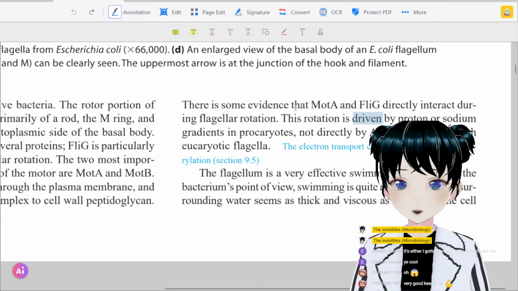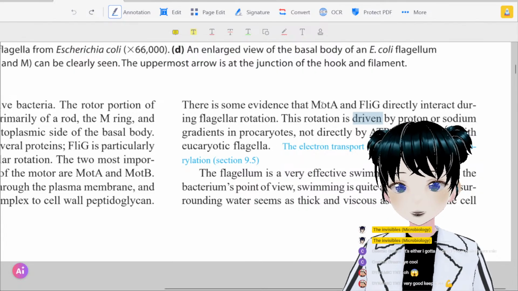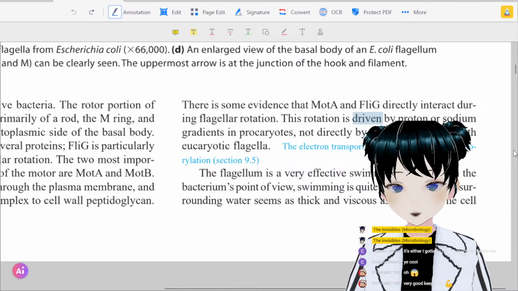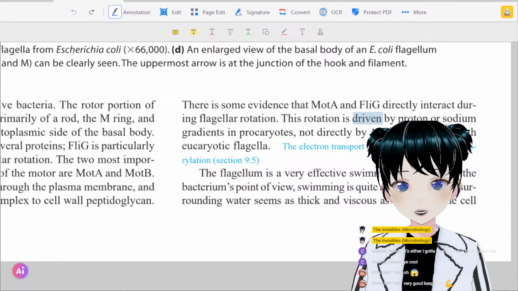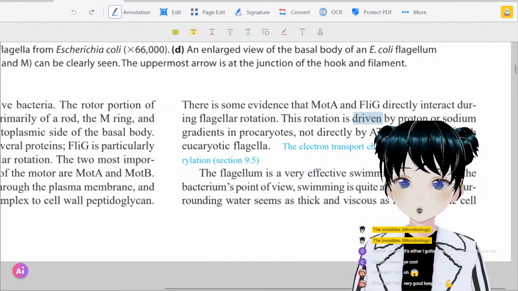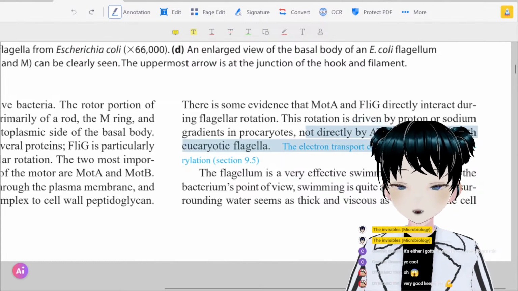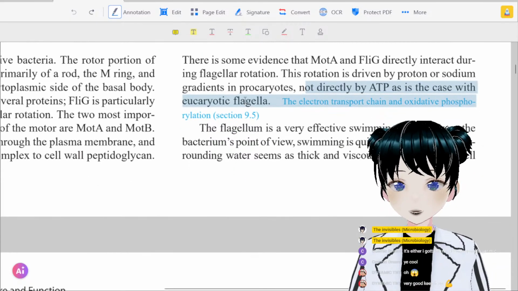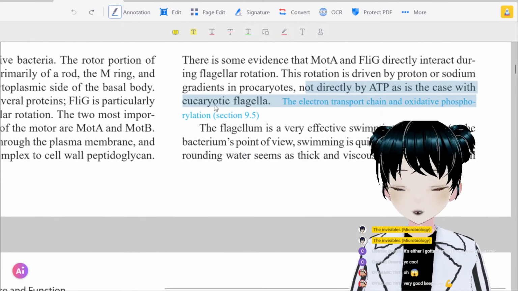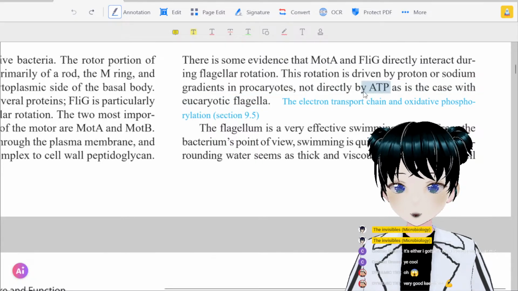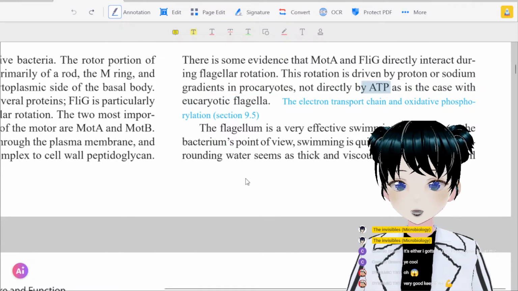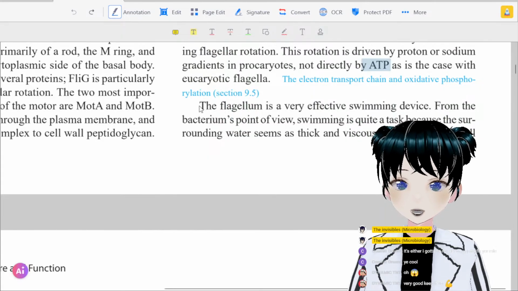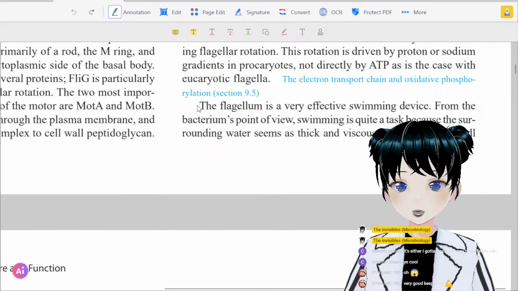Means the motor A and flagella, if those two act and form bonds, it will help the bacteria to rotate and work. Not directly by ATPase as in the case of eukaryotic flagella. In eukaryotic flagella the energy comes from ATP, but in prokaryotes it is from the gradient movement and the interaction and the tension that is formed because of that.